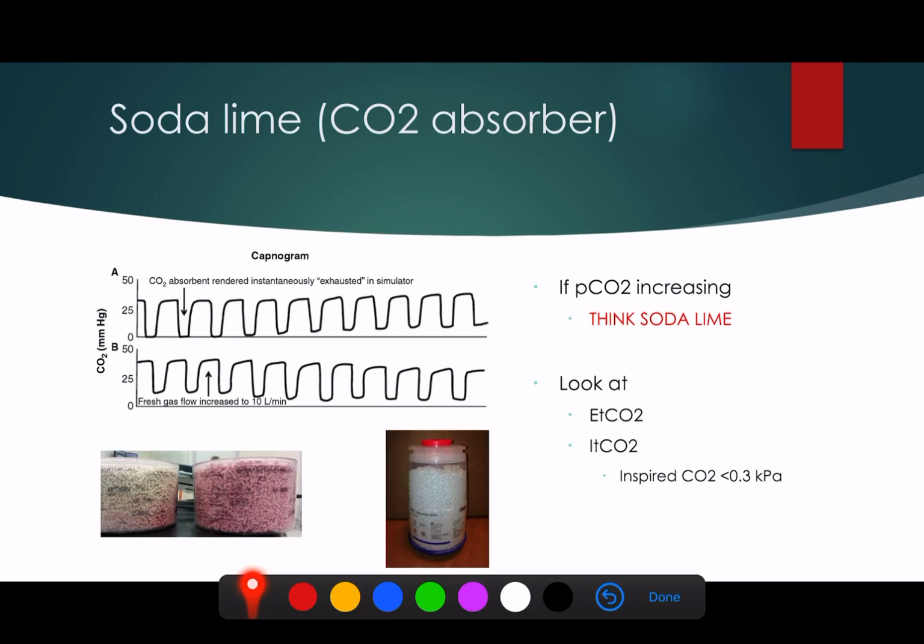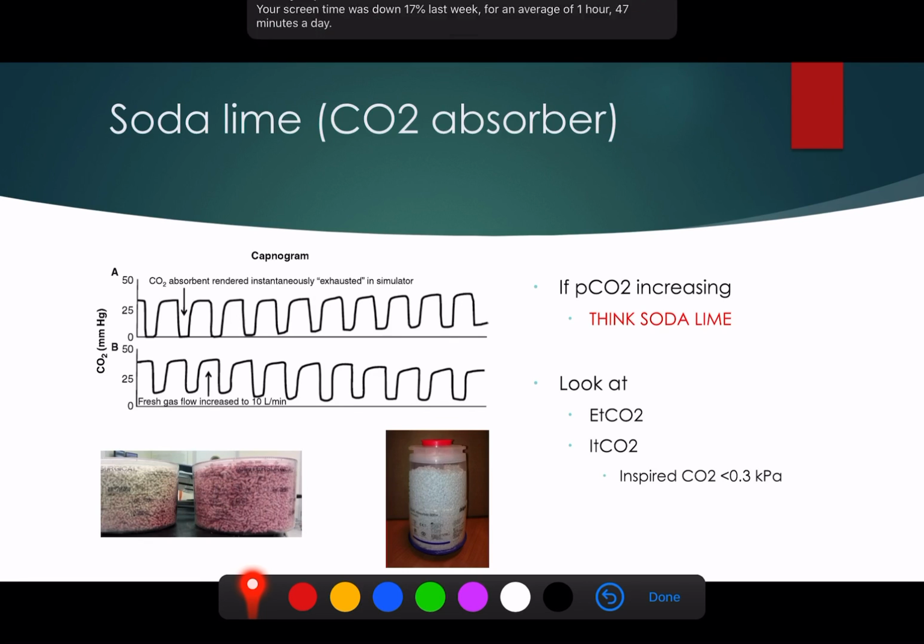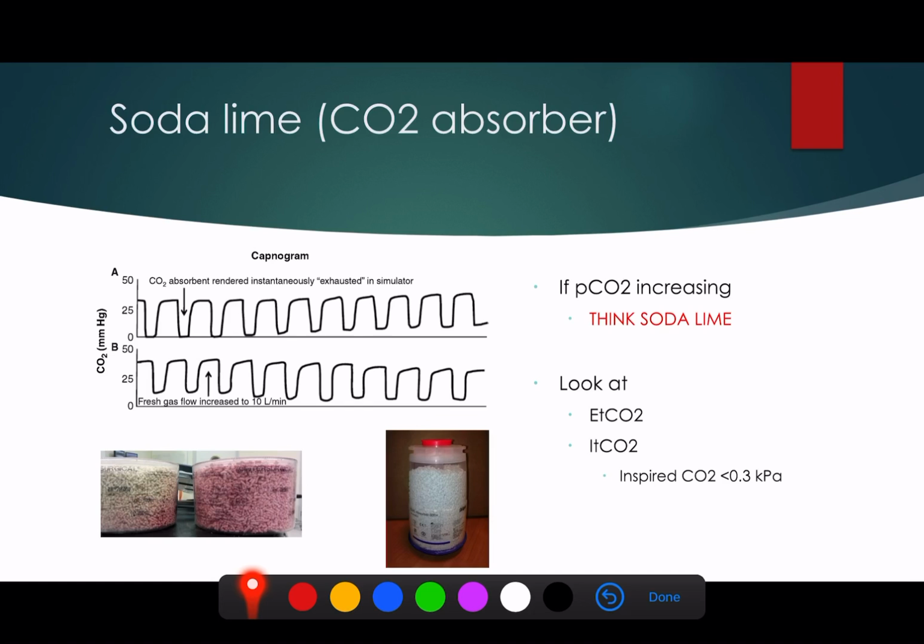Over time, you can see here the white is normal, and it goes pink as you're using more and more of the Sodalime. And this is what you're going to see. If you look purely at the end tidal CO2 graph, without looking at the numbers, here it's going back to zero because all of the carbon dioxide is being absorbed. All of it's being absorbed. But at this point, we've suddenly exhausted our CO2 absorbent, the Sodalime. Can you see here how now the amount of CO2 is slowly increasing with each breath?